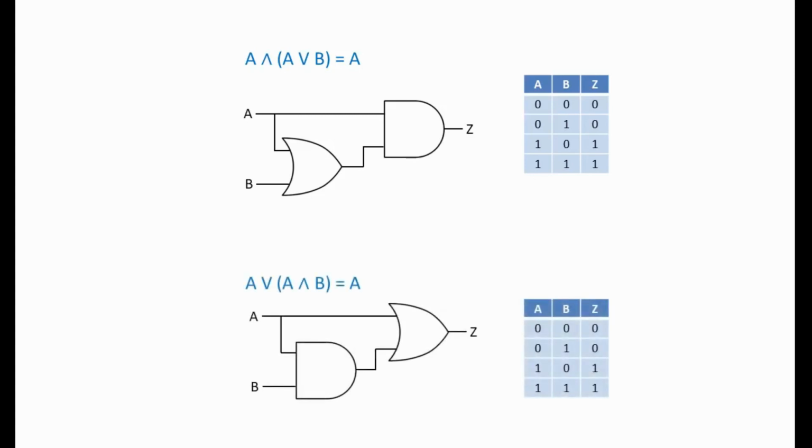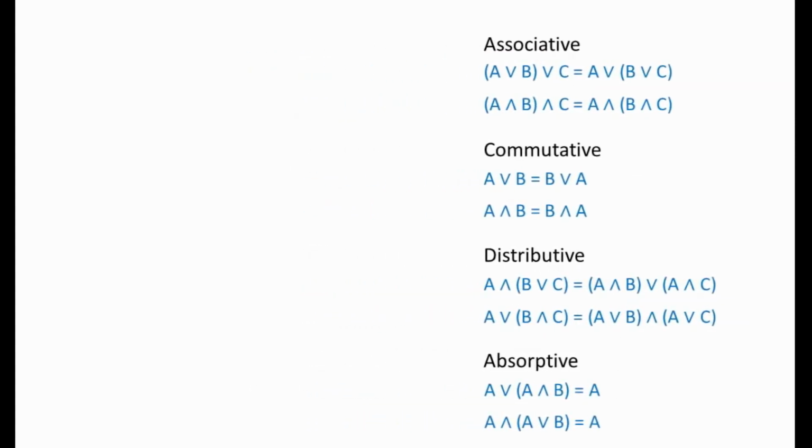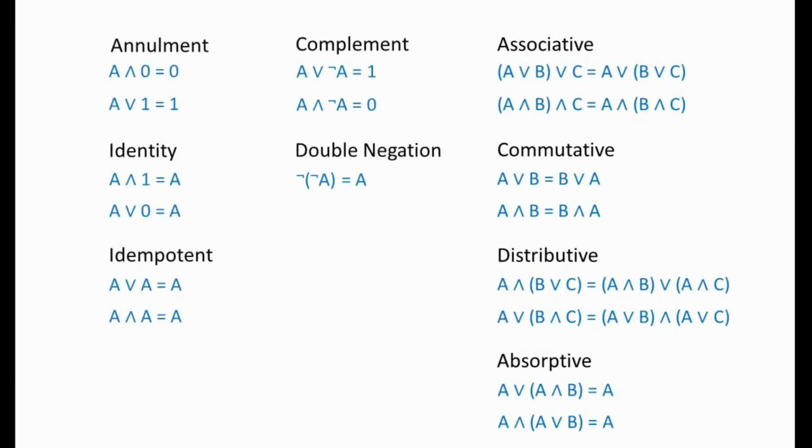Here too, notice that input A must be 1 to get a 1 out. The output of this circuit is also always A. So the term A or (A and B) can be absorbed and replaced by A alone. Here are the laws we have so far.